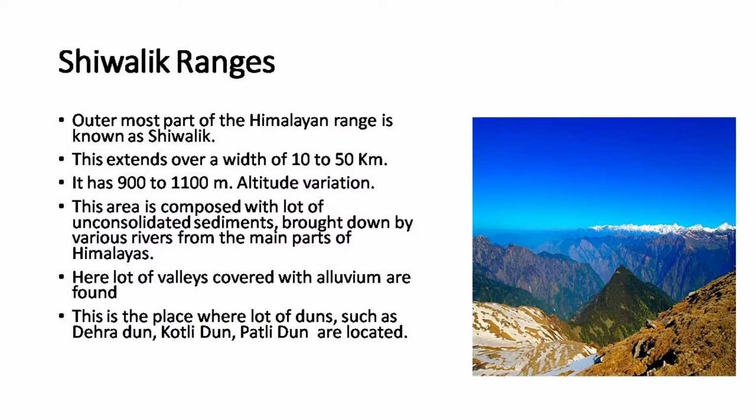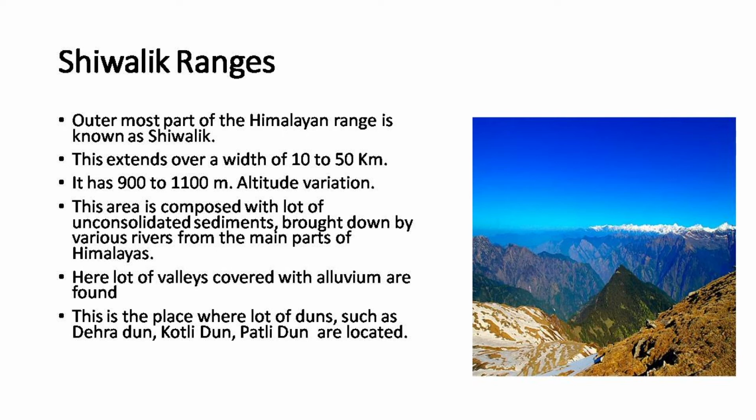Coming to the outermost part of the Himalaya range, that is called the Shivalik. This extends over a width of 10 to 50 kilometer. And it has altitude variation between 900 to 1100 meters. And this range is mostly composed of, children, a lot of unconsolidated sediments which are brought down by the various rivers from the main part of your Himalayas.